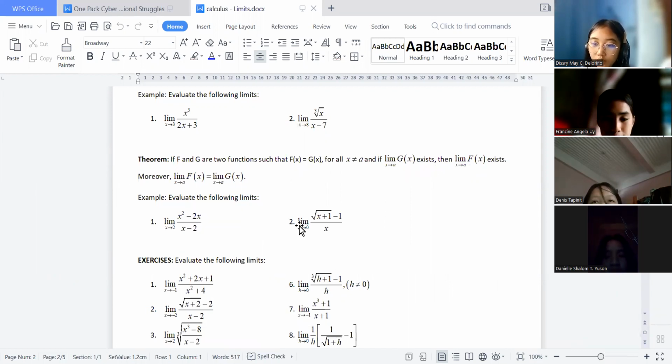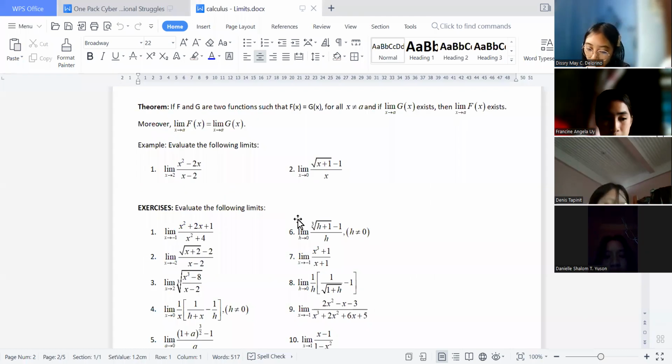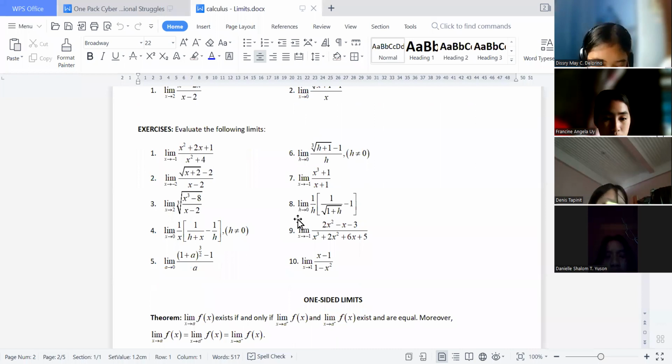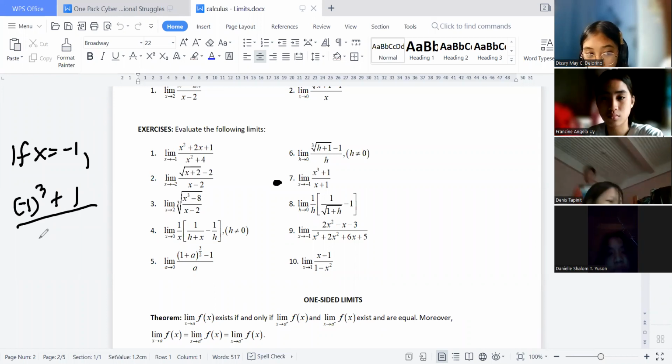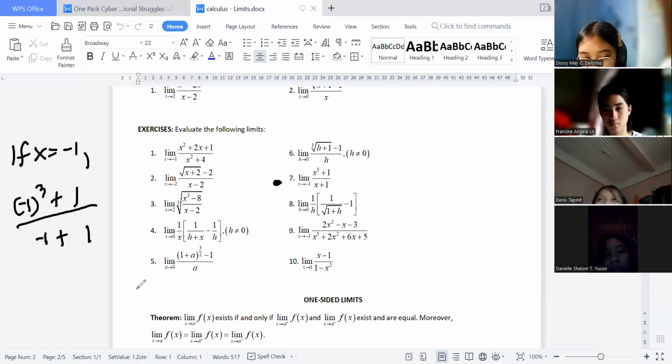So let us have challenging problems. Let us choose a nice problem, number 7. So the very first thing that we will do, we need to determine that this is our function, this is our fixed point. And if we substitute x equal to -1, then it will be -1 cubed plus 1 all over -1 plus 1, right? And of course, -1 cubed plus 1 is 0, and -1 plus 1 is also 0.